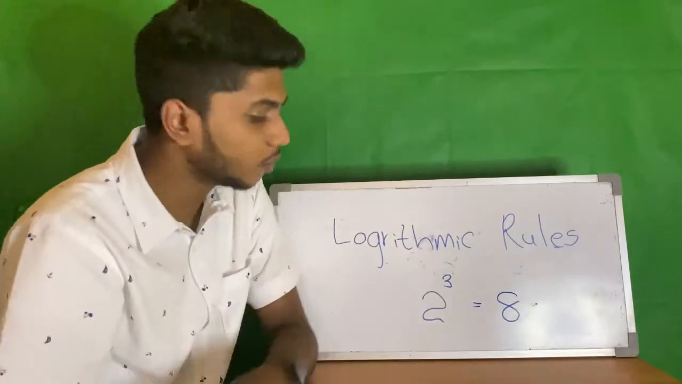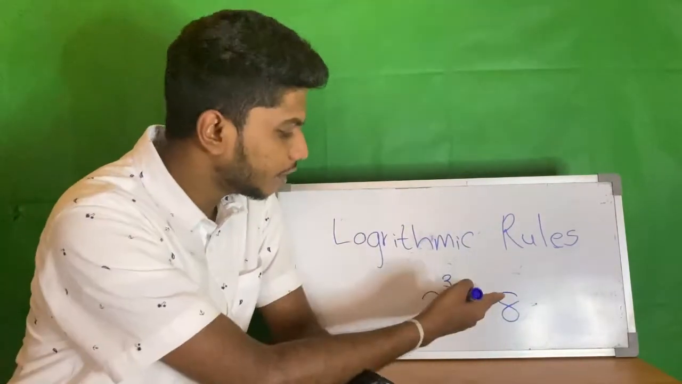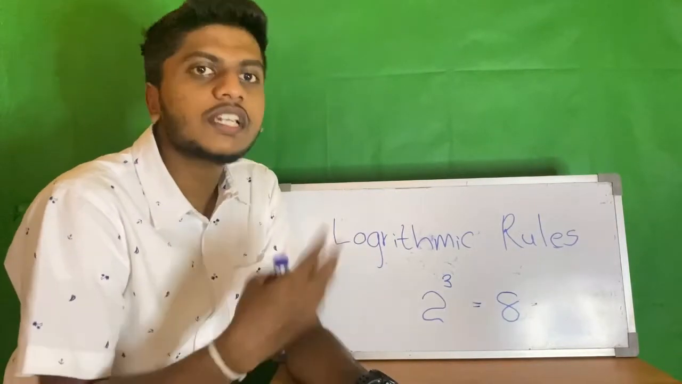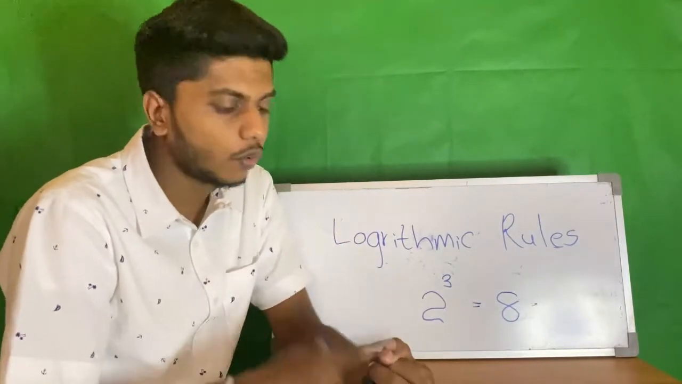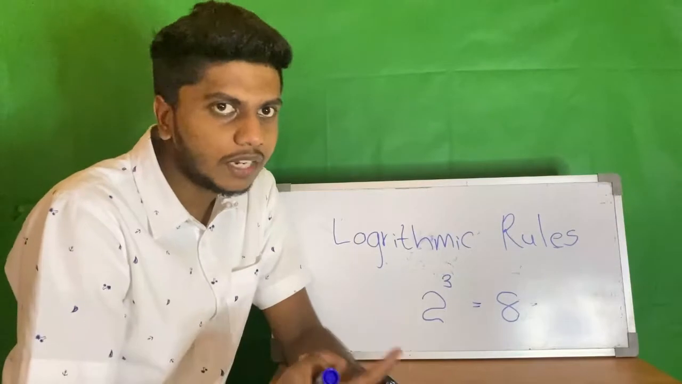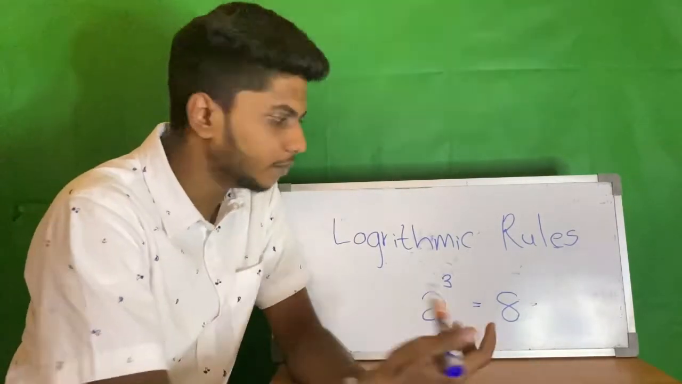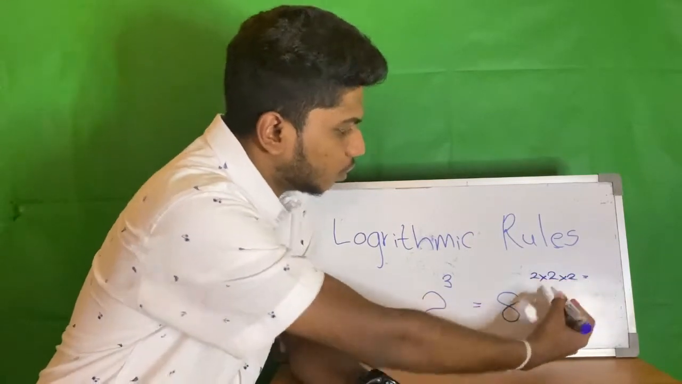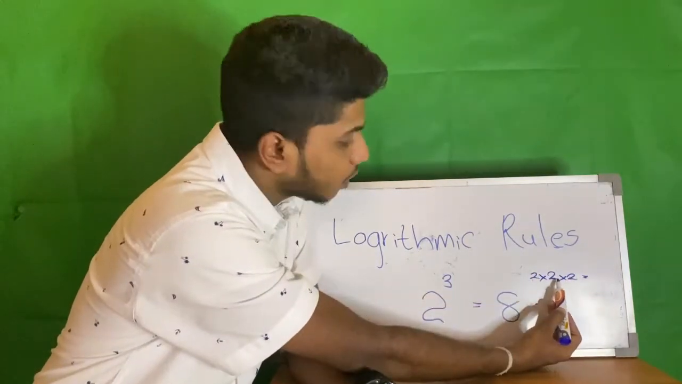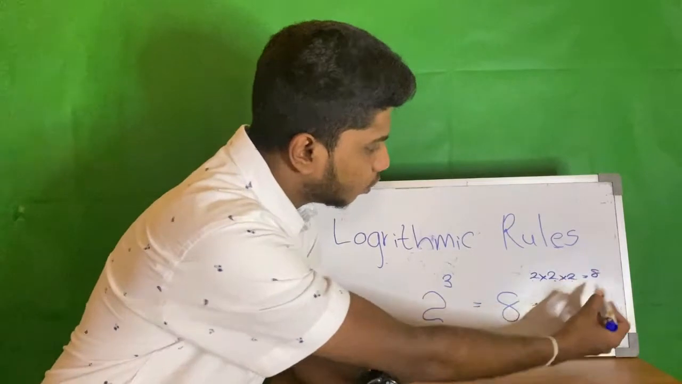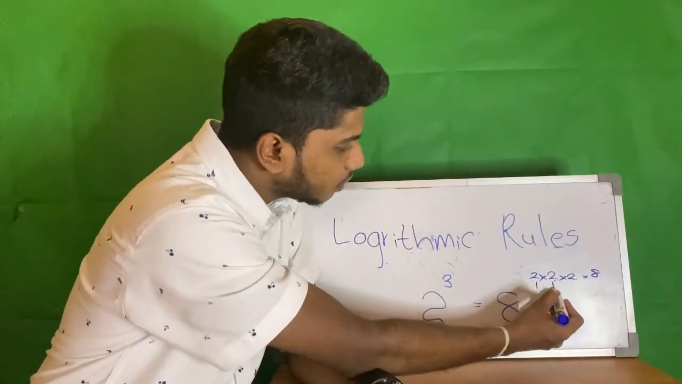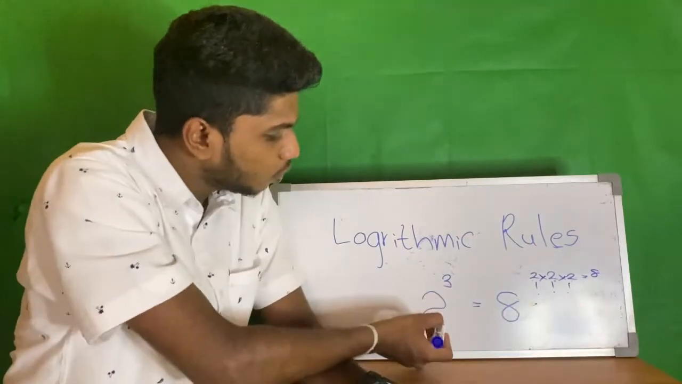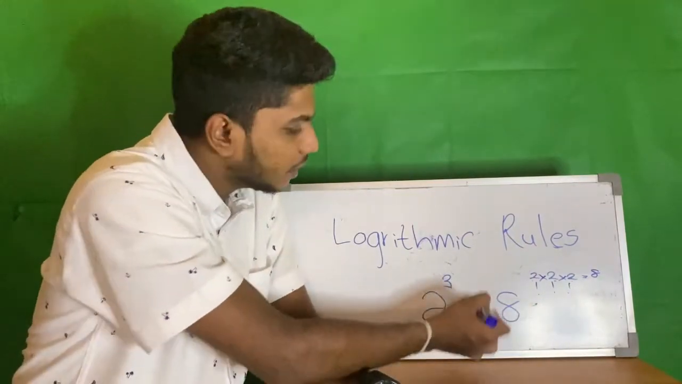How does this 8 come? 2 to the power 3 means you continuously multiply 2 three times. 2 into 2 is 4, 4 into 2 is 8. So you multiply 2 three times, just like this: 2 into 2 into 2. You can count 1, 2, 3. That means 2 to the power 3 is 8.